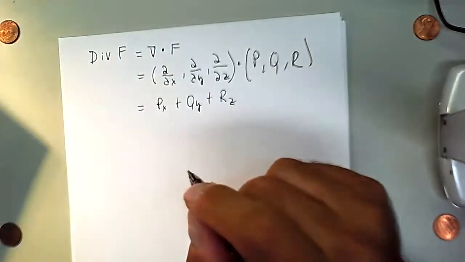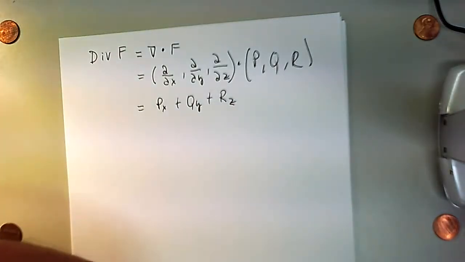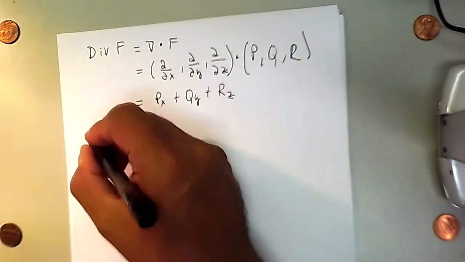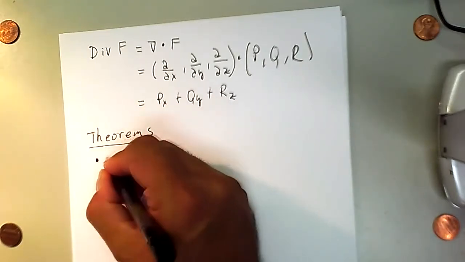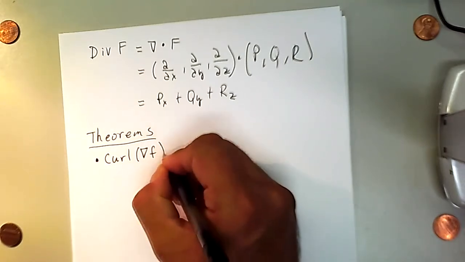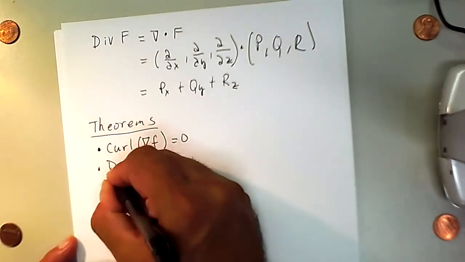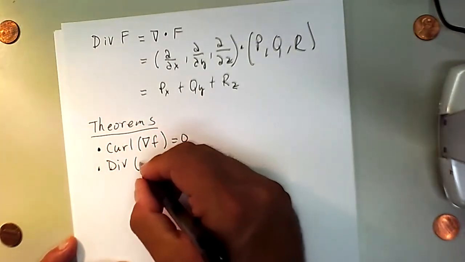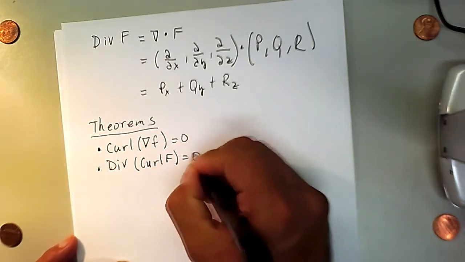Yep, vector versus a scalar. And it is important to remember that. From the definition, there are a couple things we can immediately notice, and those are going to be theorems. There's two theorems. On one hand, we're going to have that the curl of the gradient of a function is going to be 0, while the divergence of the curl of a vector field is also going to be 0.